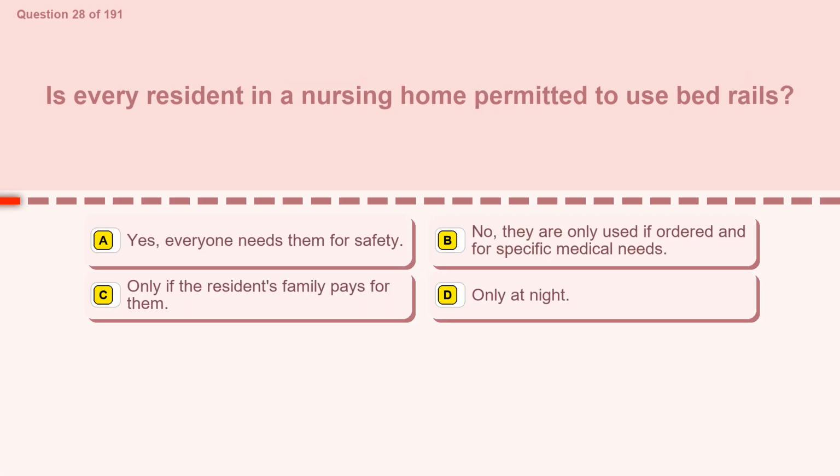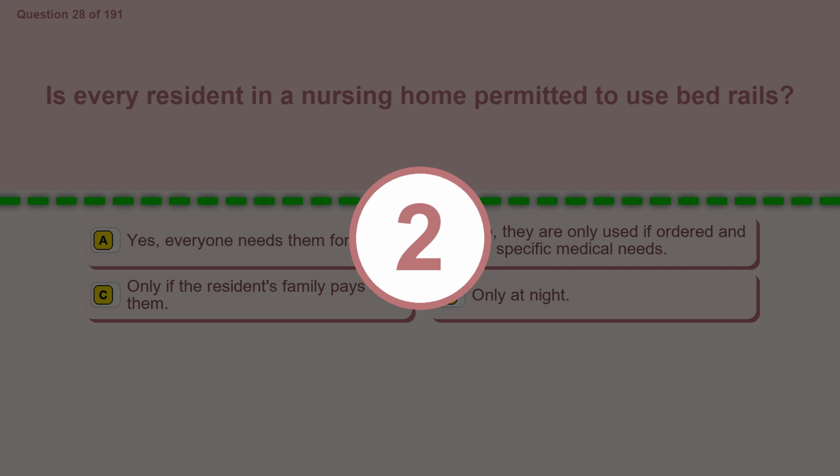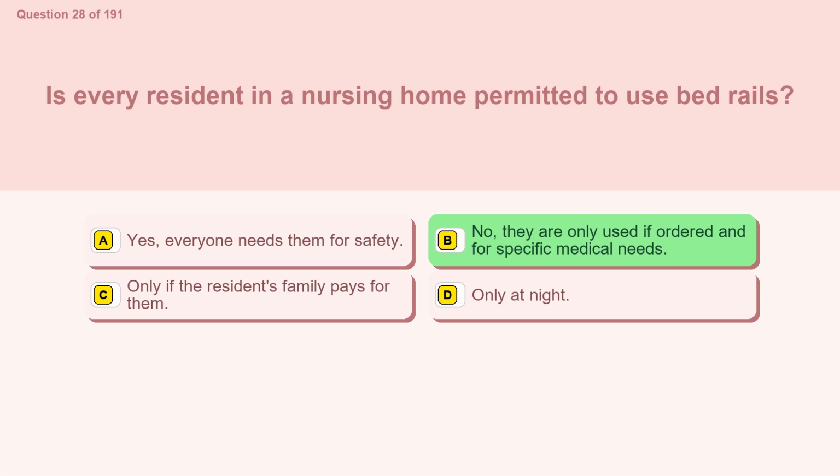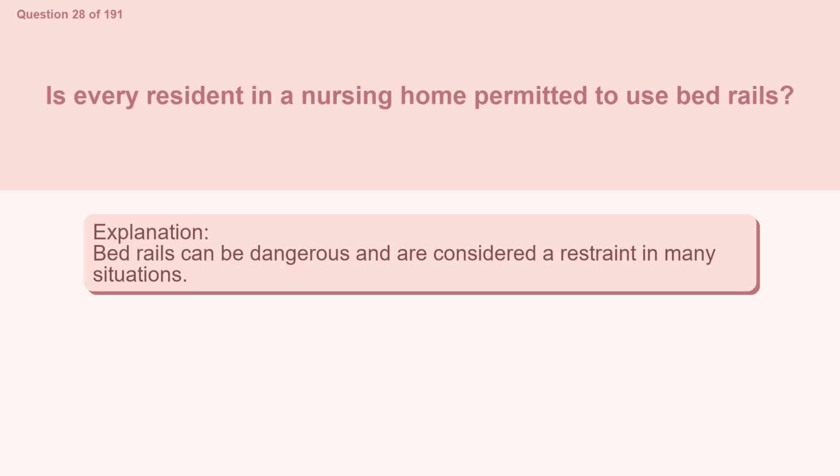Question 28. Is every resident in a nursing home permitted to use bed rails? Option A. Yes, everyone needs them for safety. Option B. No, they are only used if ordered and for specific medical needs. Option C. Only if the resident's family pays for them. Option D. Only at night. The correct answer is option B. No, they are only used if ordered and for specific medical needs. Bed rails can be dangerous and are considered a restraint in many situations.